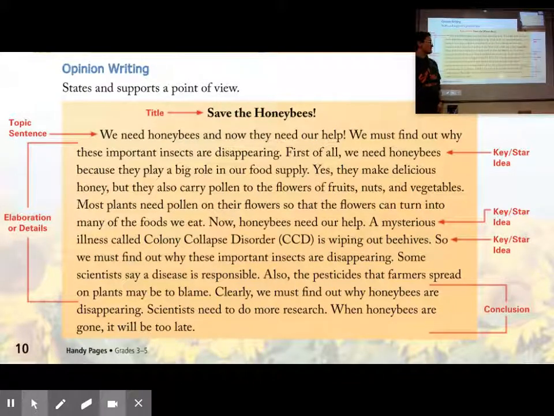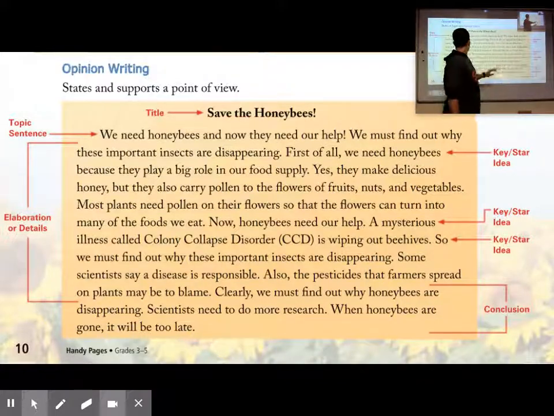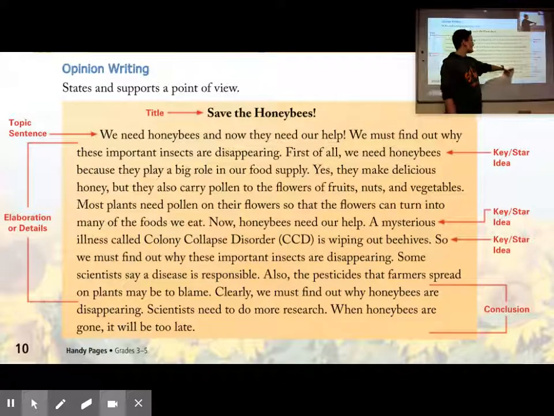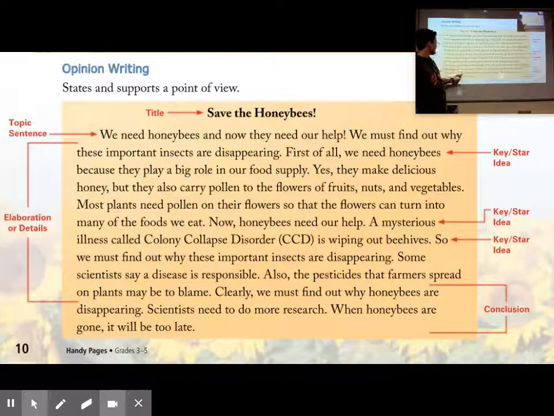Yes, they make delicious honey, but they also carry pollen to flowers of fruits, nuts, and vegetables. Most plants need pollen on their flowers so that the flowers can turn into many of the foods we eat. Now, honeybees need our help. A mysterious illness called colony collapse disorder, CCD, is wiping out beehives. So we must find out why these important insects are disappearing. Some scientists say a disease is responsible. Also, the pesticides that farmers spread on plants may be to blame. Clearly, we must find out why honeybees are disappearing. Scientists need to do more research. When honeybees are gone, it will be too late.